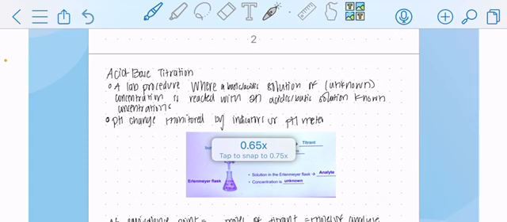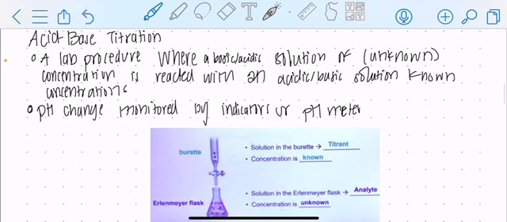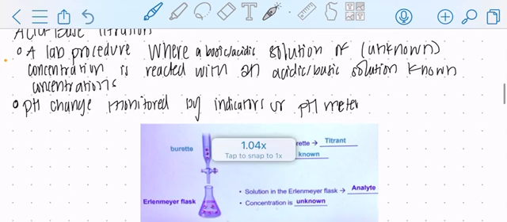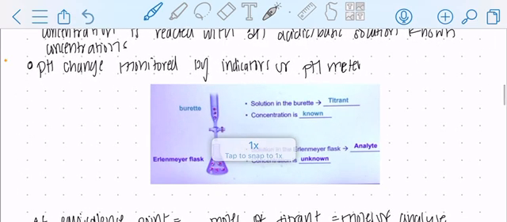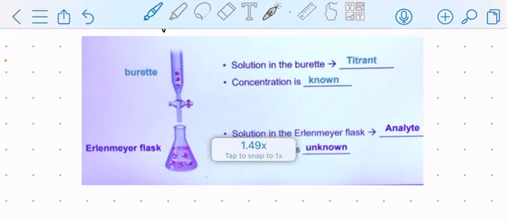An acid-base titration is a lab procedure where an acidic or basic solution with unknown concentration is reacted with an acidic or basic solution with a known concentration. The pH change is monitored by either an indicator or a pH meter. An example of this is in the lab procedure here.